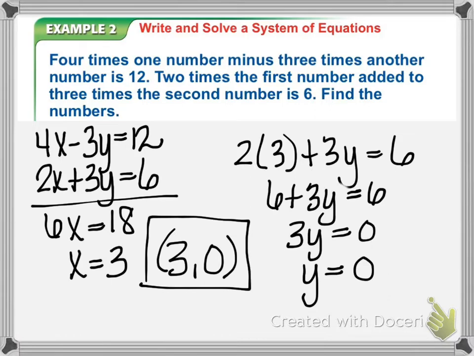Okay, so this is what you should have gotten when you solved that system. You should have gotten an x value of 3 and a y value of 0 for an ordered pair of 3, 0. So make sure that you bring all your questions to class tomorrow. We will do a couple at the beginning of class to make sure you guys have it, and then we'll work on the assignment. So I'll see you tomorrow.